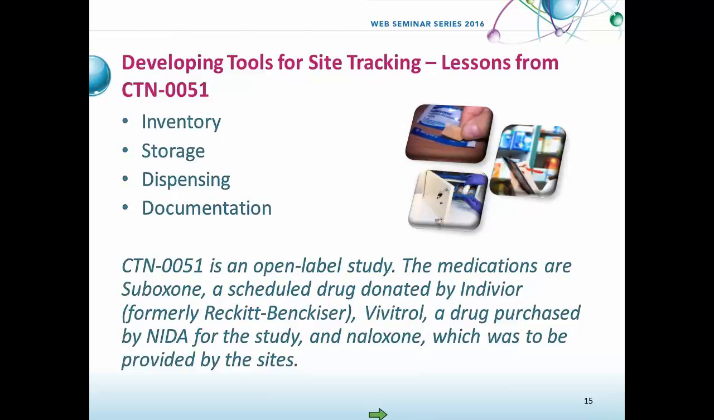This included creating inventory logs, defining storage requirements, and creating temperature logs, thinking through how to track dispensing to participants, and developing any other documentation or process that might be needed in the management of study drugs at the participating sites. So like I said, CTN 51 is an open label study, and it had 3 different medications, naloxone, Suboxone, and Vivitrol. Each had different procurement and different storage requirements.